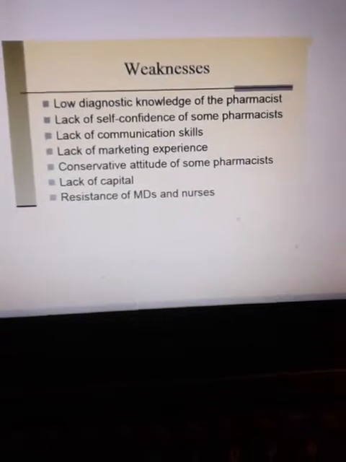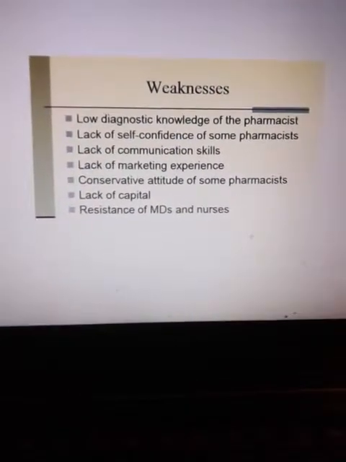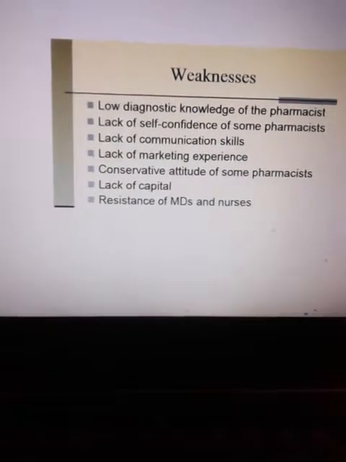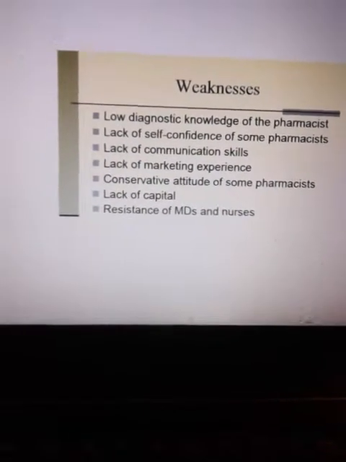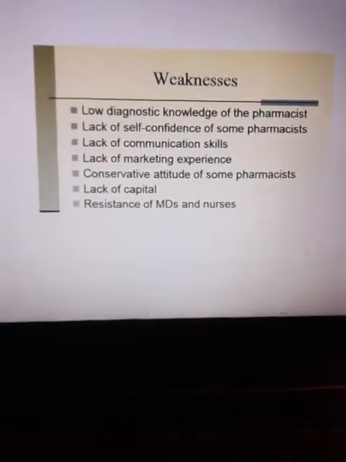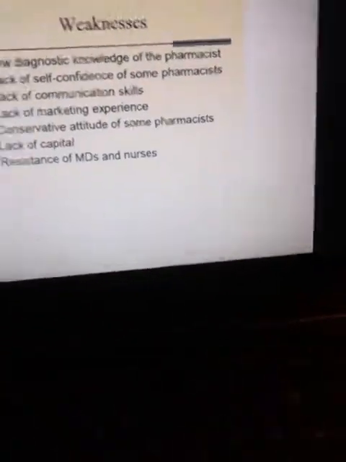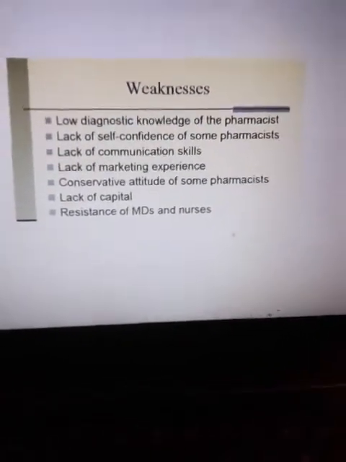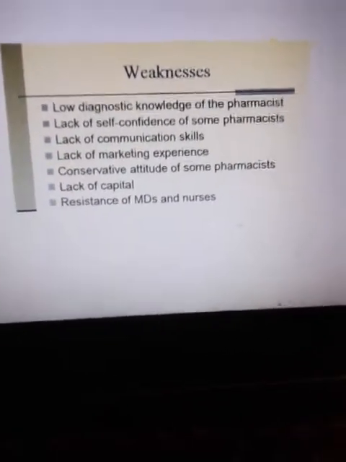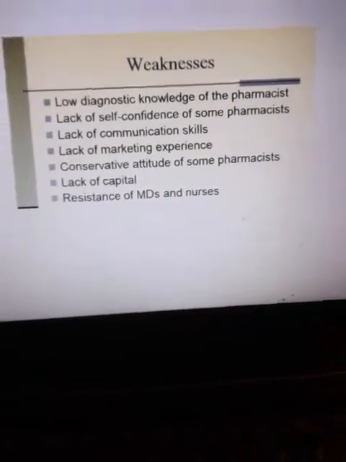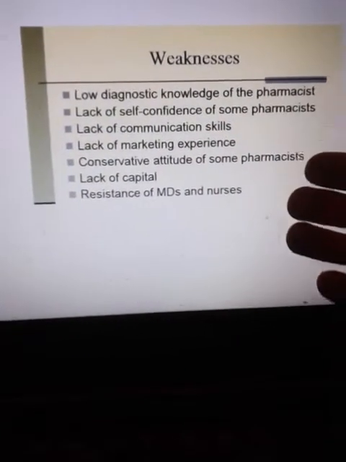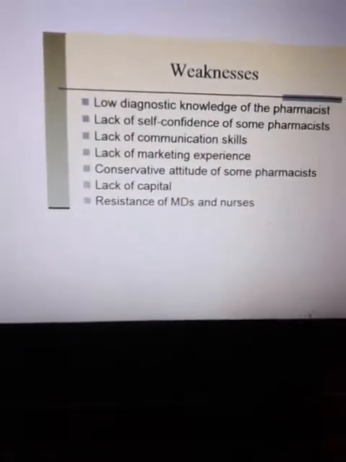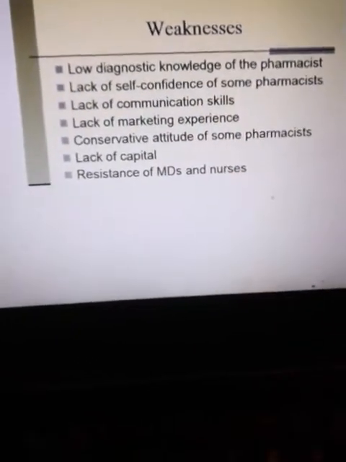Weakness: low diagnostic knowledge of the pharmacist. We don't have strong diagnostic knowledge. Lack of self confidence. These are bad, we shouldn't have these weaknesses. The pharmacist shouldn't have low diagnostic knowledge, shouldn't have lack of self confidence of some pharmacists. Self confidence is important. Lack of communication skill is bad, lack of marketing experience is bad.